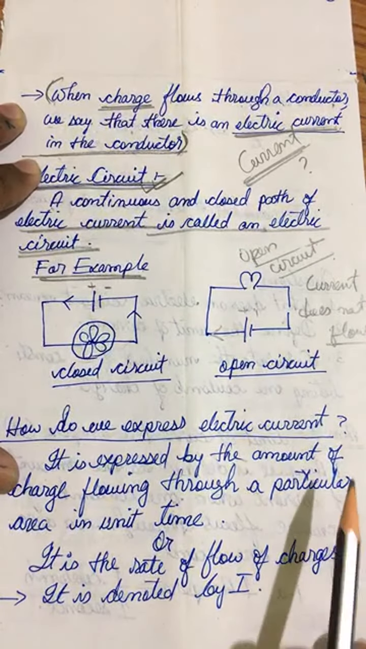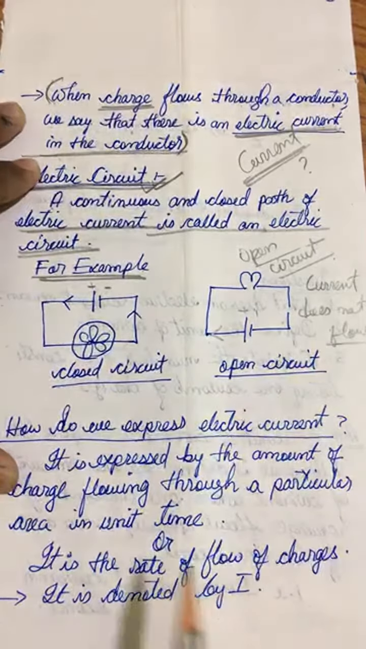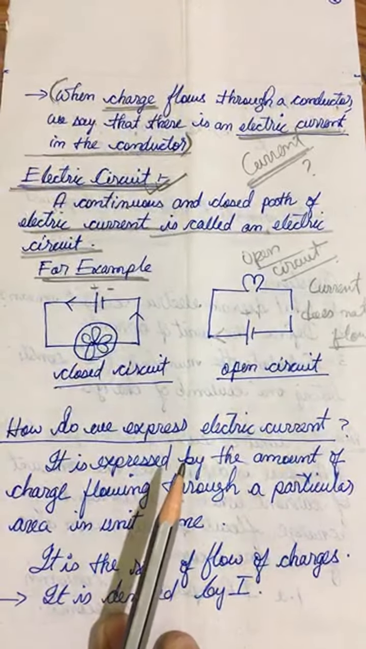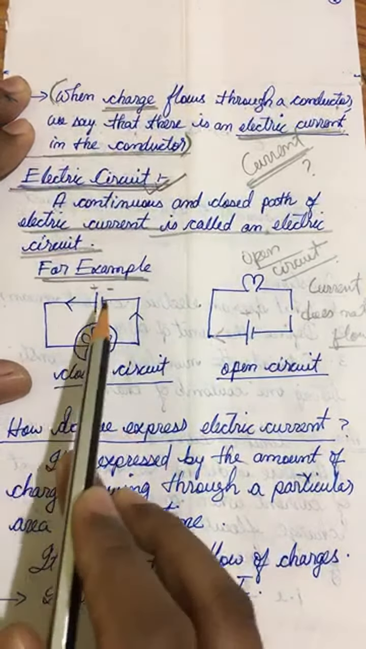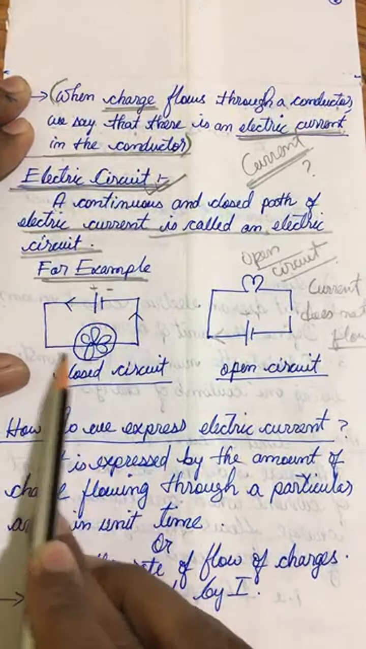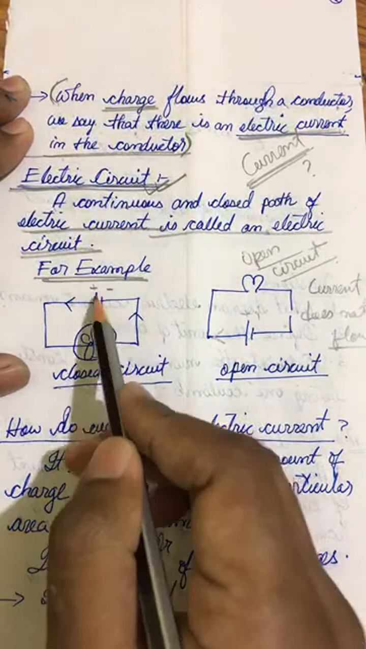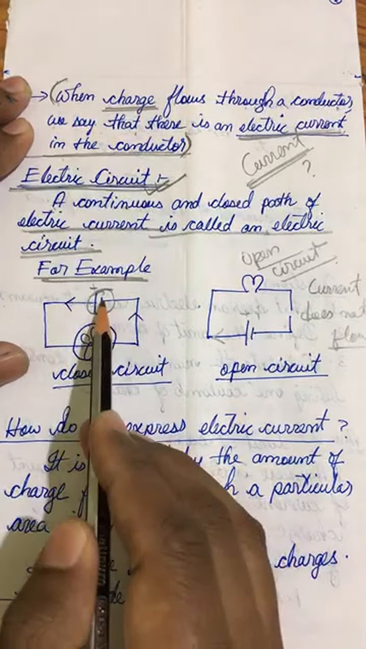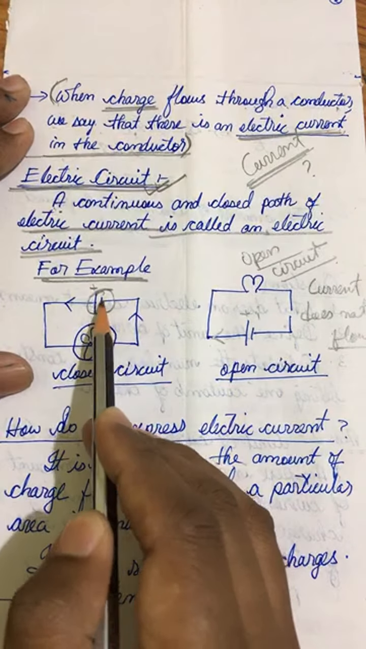So what is an open circuit? There are two types of circuit, one is closed circuit and the other is open circuit. What is a closed circuit? Closed circuit means there is no breakdown of the path anywhere. In this, electricity can flow, starting from the battery and ending in the battery itself.